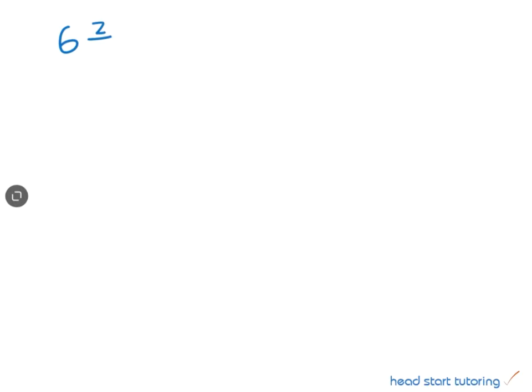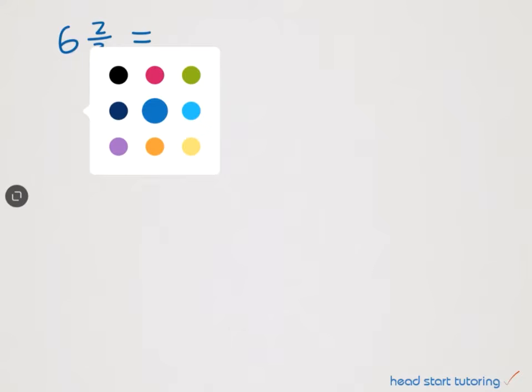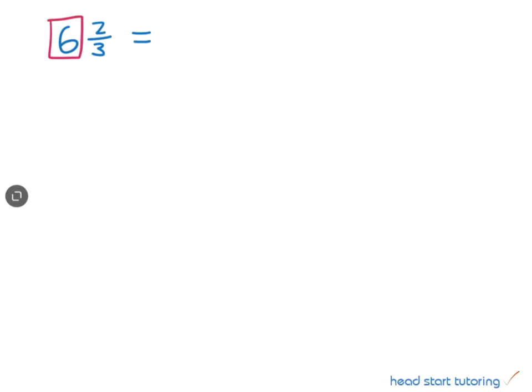6 and 2 over 3 is a mixed number. So if we would like to see what 6 2/3 is equal to as an improper fraction, what we need to do is multiply our whole number by the denominator, and once we've got the answer to that, we add the numerator, and that will give us our new numerator. And remember that with both improper fractions and mixed numbers, your denominator will always be the same.